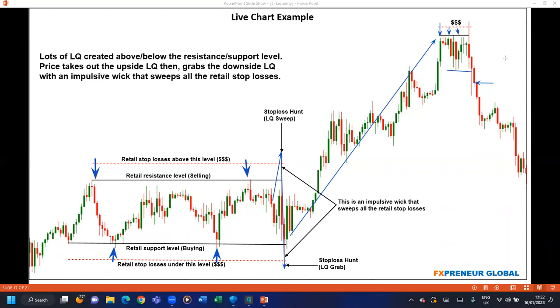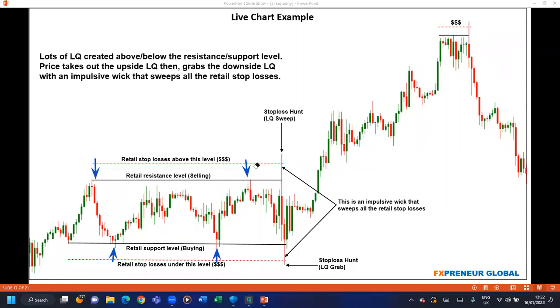Whereas smart money traders will sell here. So at the point when this liquidity is being cleared off and the candle closes right here, the smart money traders will already enter the market to sell from this point because they understand the language of the market better.